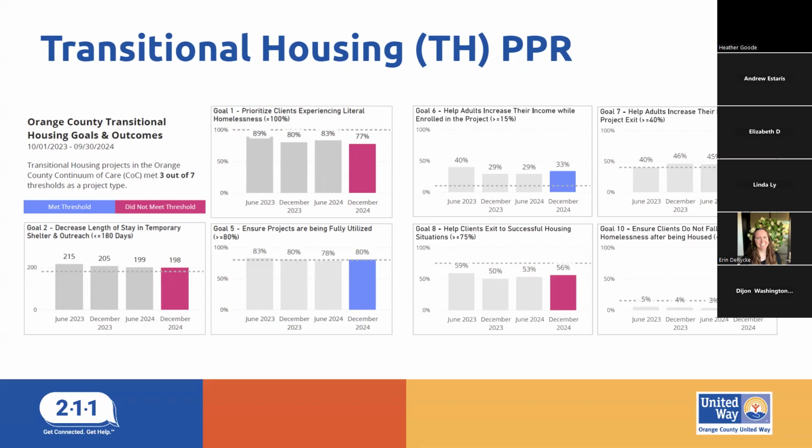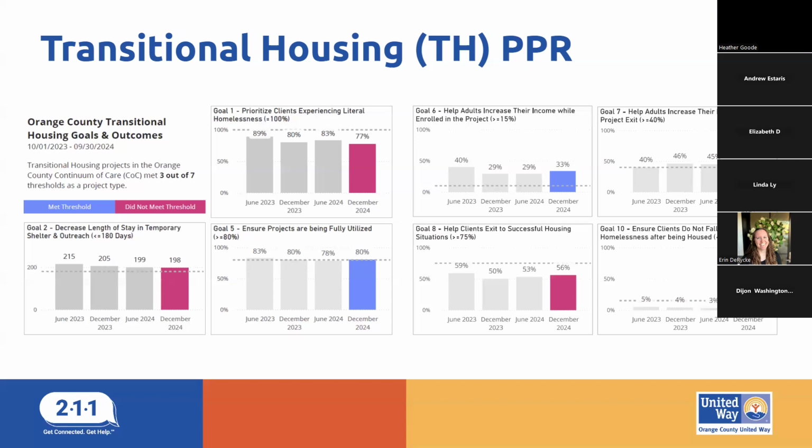So based on these charts, the projects have been consistent on meeting some of the same goals as it has been for the last reporting period. So we have goal 6. This is on helping adults increase their income while enrolled in the project. We can see a slight percent increase of 4% from the last reporting period of 29 to 33.